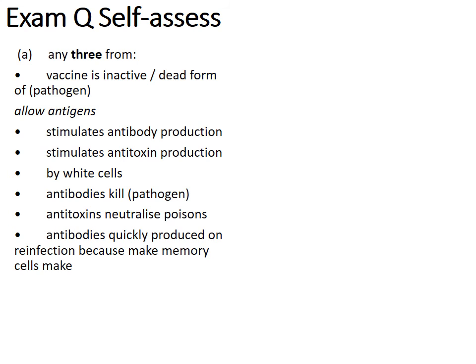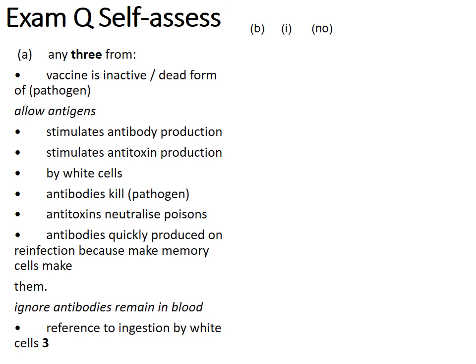And so the antibodies will be quickly produced on reinfection because the memory cells are able to make them quickly. And you could also talk about that process of phagocytosis by white blood cells. And you need any three of those points in order to get 3 marks on that question.